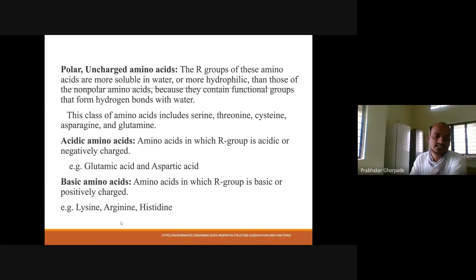The basic amino acids are amino acids whose R group is basic and positively charged. We saw lysine, arginine, and histidine. These are the positively charged amino acids.